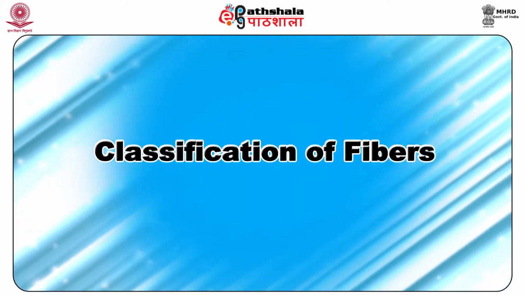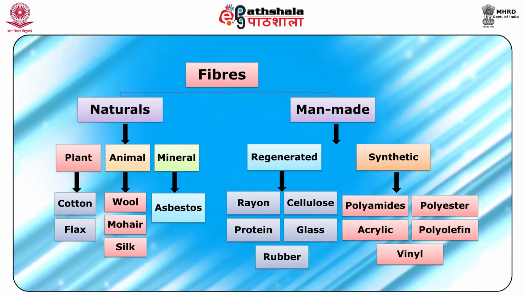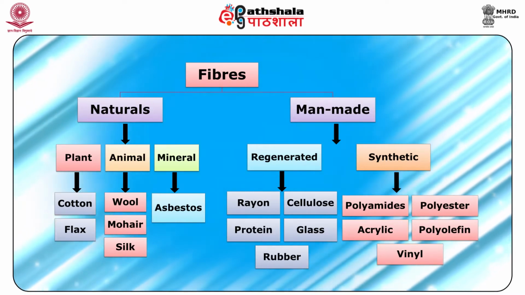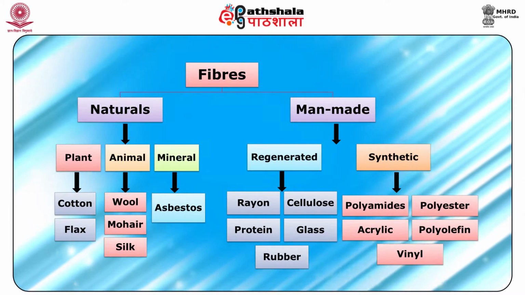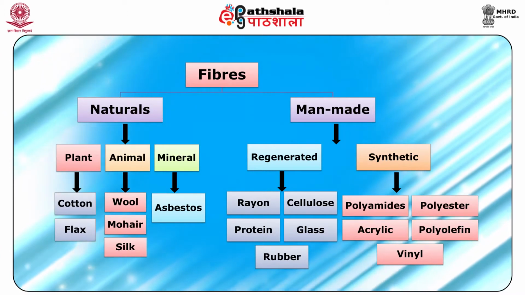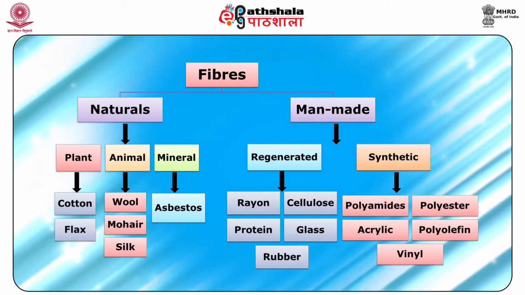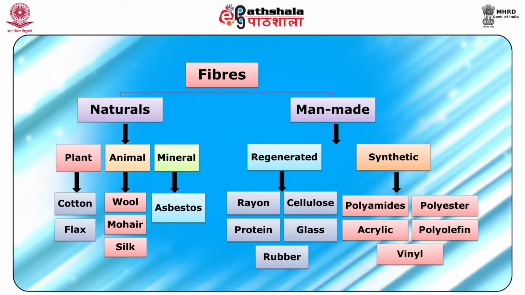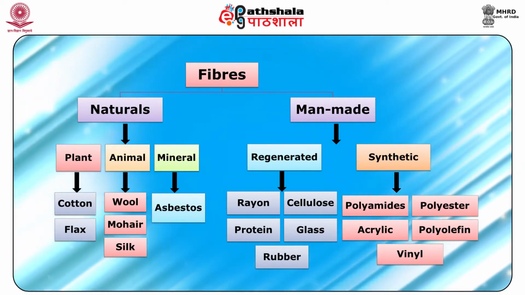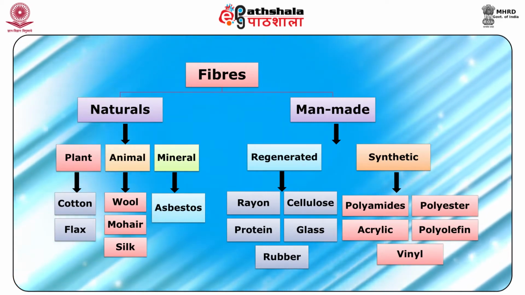Next, moving on to classification of fibers. Fiber has commonly been classified into two categories, that is, natural and man-made fibers. Natural fibers have been further classified into three categories, that is, plant, animal, and mineral fibers. Under plant category, we have cotton and flax. Under animal, we have wool, mohair, and silk. And under mineral, we have asbestos.